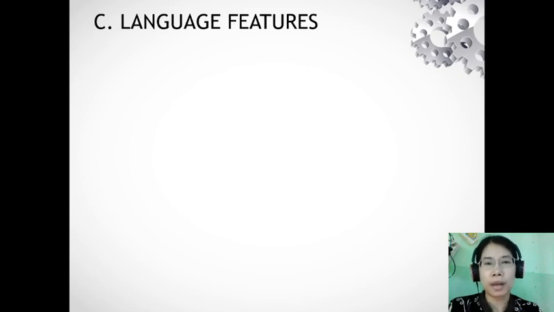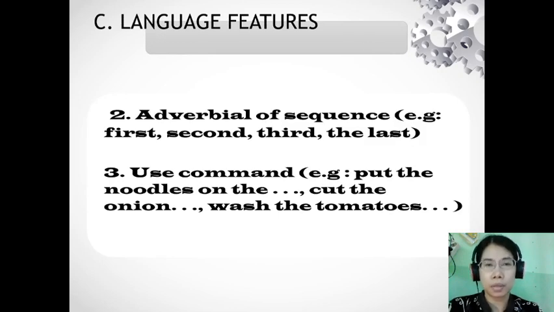Another language feature that you might find in procedural tags would be adverbials of sequence. An adverbial of sequence is a word that tells us the order in which the step is done. For example, first, second, third, or the last. You can also say finally, and after that, afterwards. Number 3, we use command. Command is the verb without the subject. For example, put the noodles on the plate, cut the onion evenly, wash the tomatoes cleanly. So here, you directly put the verb without the subject. That is called command.